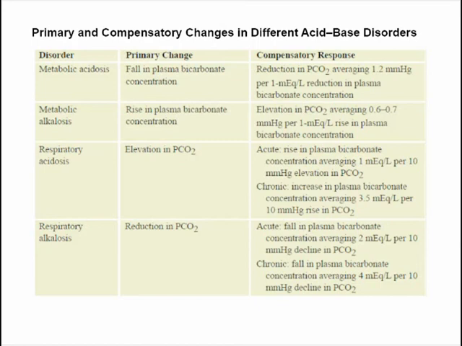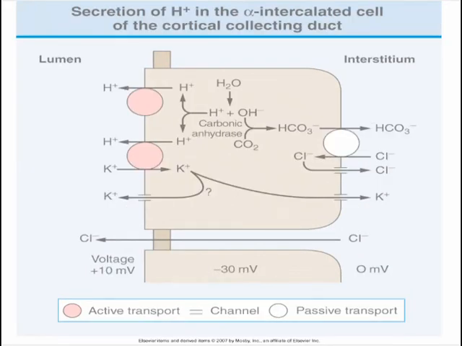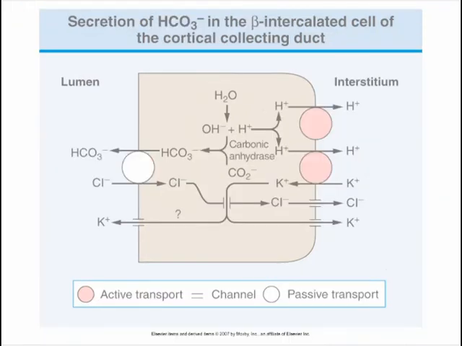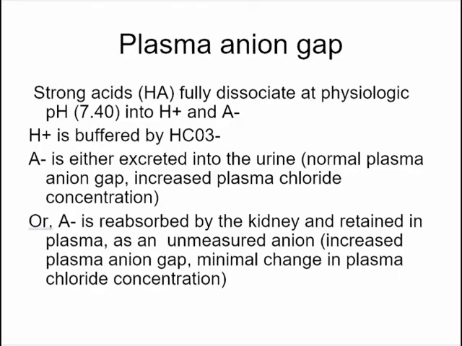So in our next discussions, we'll be taking a look at how you approach patients presenting with different types of disorders in the renal system, including this acid-base disorder. So these are just a review of what we have discussed earlier. This is a schematic diagram of the secretion of your hydrogen ion in the intercalated cell of the cortical collecting duct, secretion of bicarb in the intercalated cell of your cortical collecting duct, transport of sodium in the principal cells of the cortical collecting duct. Sometimes also you're asked to compute for plasma and ion gap.